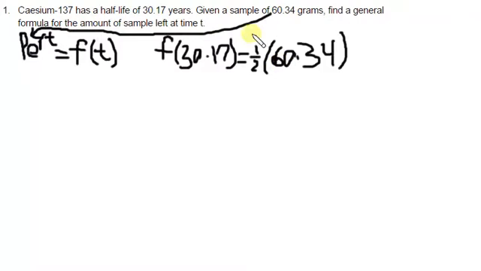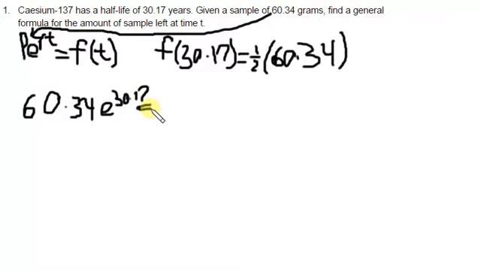Also, if we rearrange this formula into the form of PERT, we can replace time with 30.17 years. And remember, we also substituted P for 60.34 grams. So 60.34 times e to the 30.17 times r equals f of t, or f of 30.17, which we already know is equal to half of 60.34.